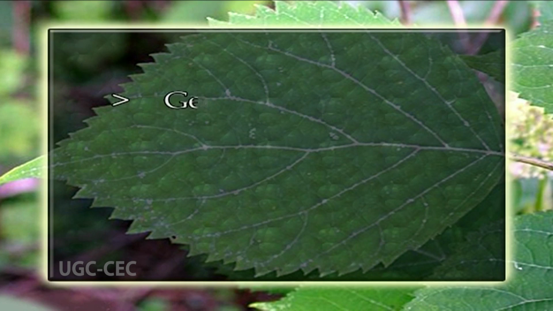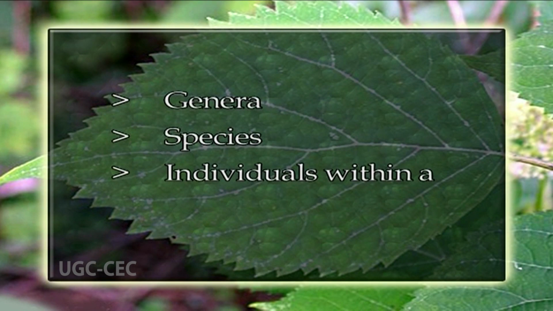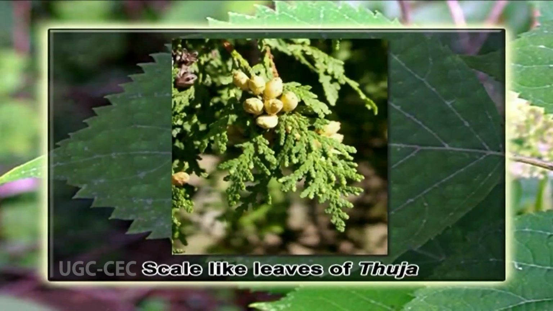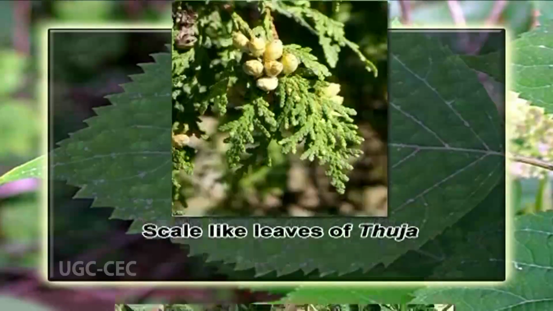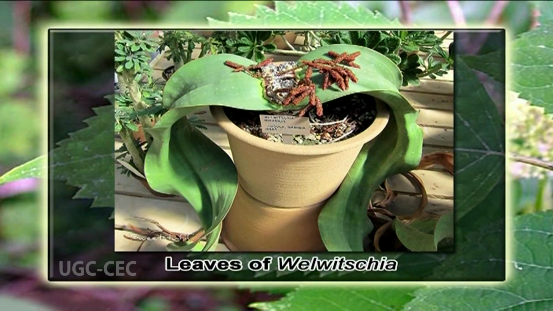Leaf size is one of the most plastic traits of a tree, and it is not uncommon to see great variability within genera, species, individuals within a species, and even between the same individuals at different stages of development. For example, sapling, canopy tree, or on different parts of the same tree. Leaf size ranges from tiny scales along stems which are less than 1 mm long to the leaves of Welwitschia that are several meters long.